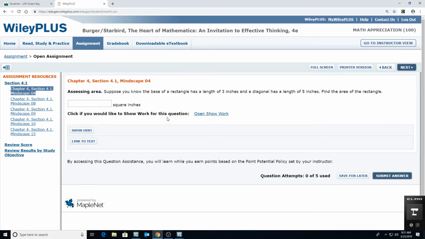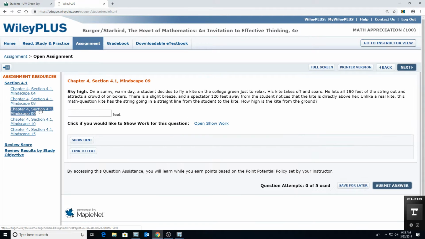I think I'll write these down because of the way the document camera goes back and forth so clumsily. So I'll write this down. 4.1, number 4. So it has a base, 3 inches, and a diagonal 5 inches, and we have to find the area. So that was number 4. And then number 9, I got emailed.